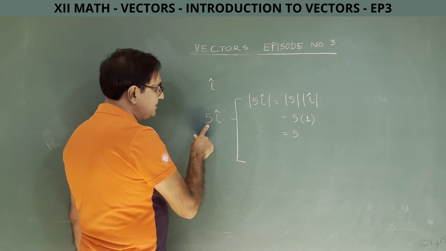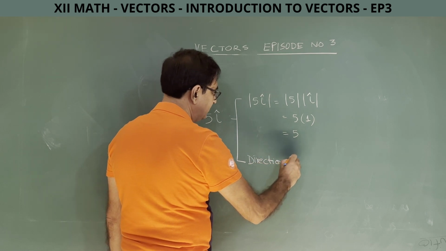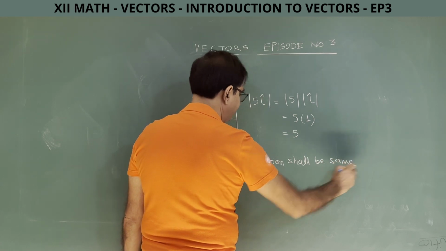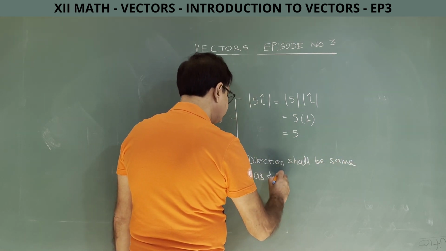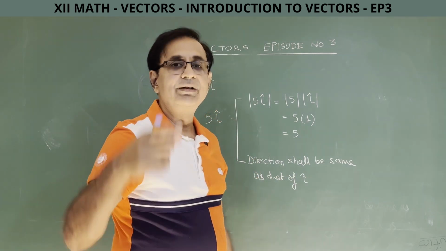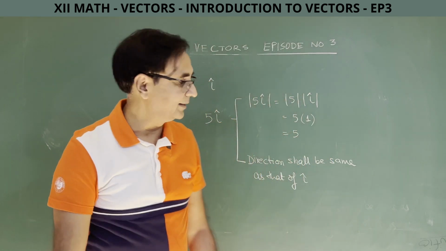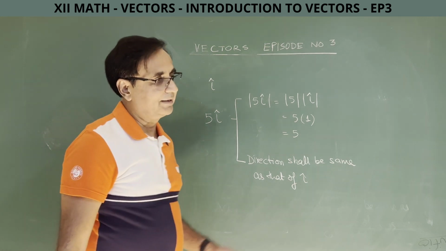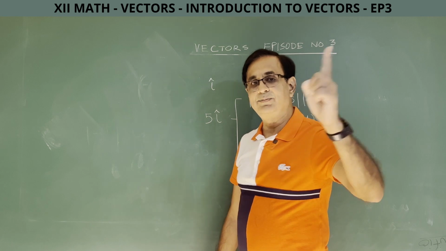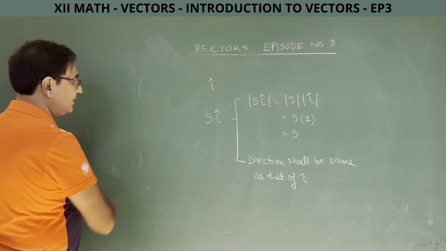What will be the direction? Since this number is positive, the direction shall be the same as that of vector i cap. And what is the direction of vector i cap? It's along the x-axis in the direction in which the x coordinate is increasing. So 5i cap is a vector of magnitude 5 parallel or along the x-axis pointing in the direction in which the x coordinate is increasing. Let's take another example.